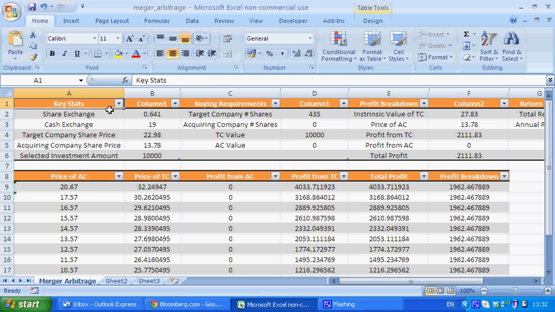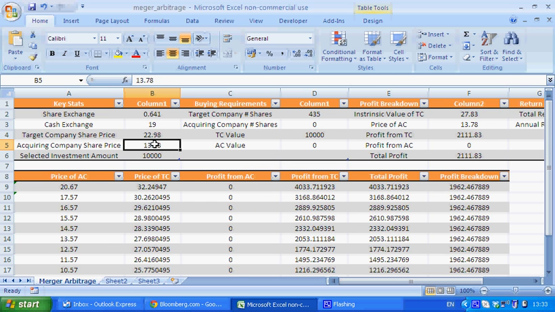So find the deal, then look at the structure. So here we have the key stats, which is the structure of the deal. And generally companies will offer a share exchange, a cash exchange, or a mixture of both. So this is an actual deal I was looking at last year which offers a mixture of both. So the acquiring company was offering 0.641 shares of its own company plus $19 in cash for every share that you owned of the target company.